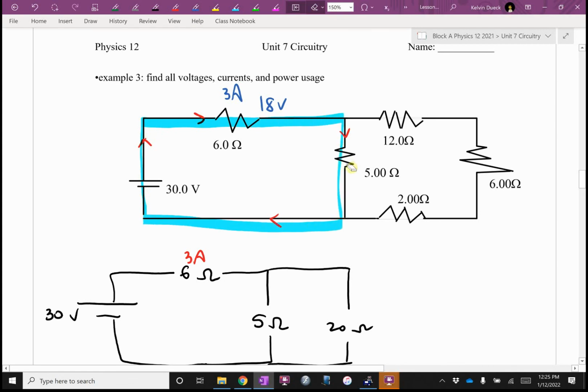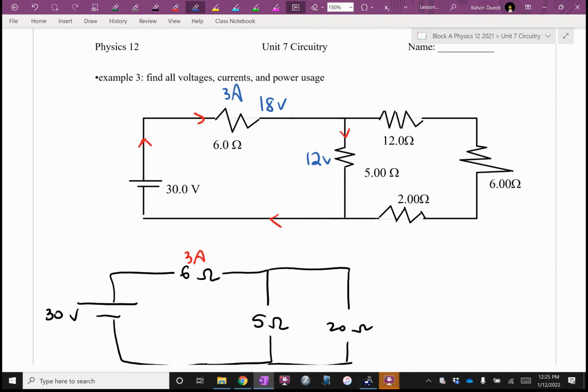How many volts? The 5 ohm resistor, how many volts? Gotta be 12. Has to be. I know 2 things. 12 volts, 5 ohms, how many amps? Say it again. 2.4?